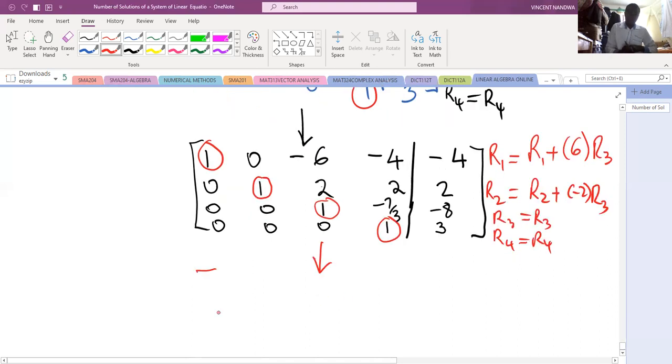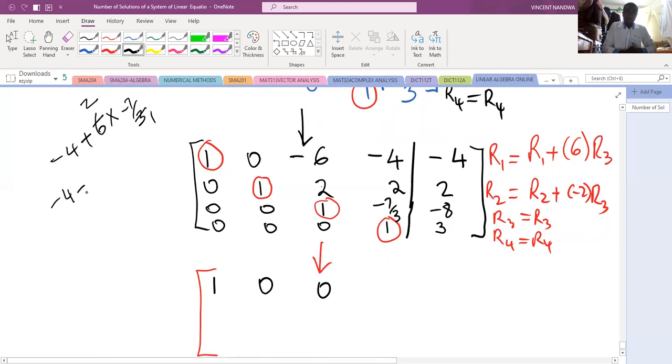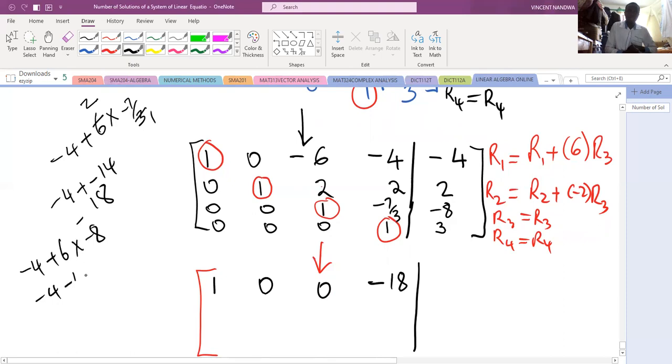So that will give us 1, 0, then this will be 0, so minus 4 plus 6 times minus 7 over 3. So this 1, this is 2. So minus 4 plus minus 14, that's minus 18. So therefore, we'll get this one to be minus 18. And then here we have minus 4 plus 6 times minus 8, so minus 4 minus 48, that is minus 52. So this will give us minus 52.